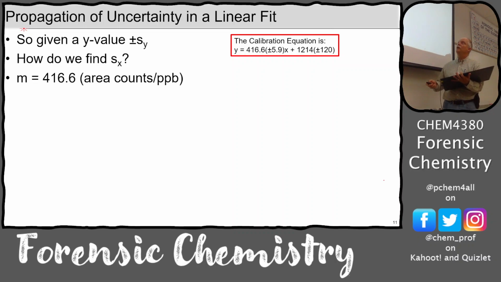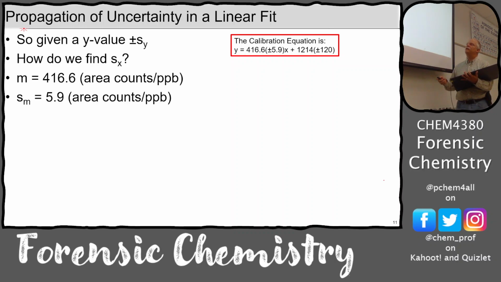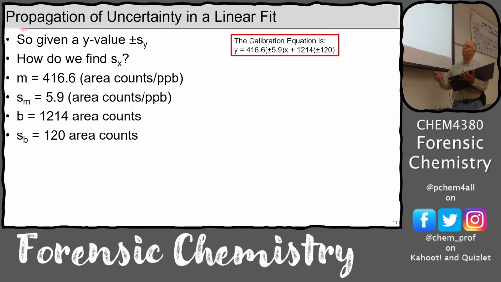Okay. So here's all of our values. Here's our calibration equation. M is 416.6. Sm, the uncertainty in M, is 5.9. Go ahead and keep your units so that we can see how the units all work out. It's area counts per parts per billion. That's the slope units. The intercept is in area counts. It's the y-axis. And here's the uncertainty, B and SB. So is everybody comfortable with the terminology? M and SM. SM is the uncertainty in M.